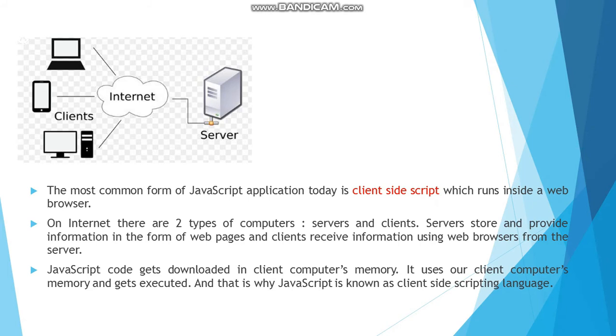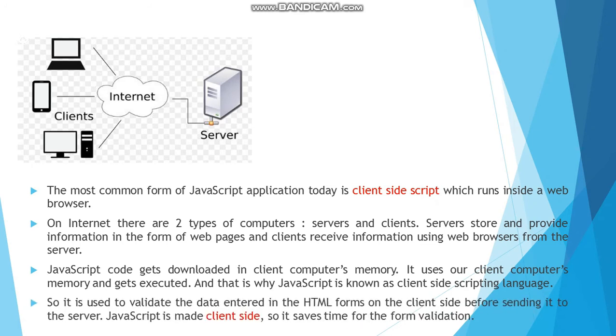JavaScript code gets downloaded in the client computer's memory. Remember, it gets downloaded in our client computer's memory. It uses our client computer's memory and gets executed for form validation. And that is why JavaScript is known as a client-side scripting language. Remember, this is very important. JavaScript is known as a client-side scripting language. So basically, there are two types of scripting languages: client-side scripting languages and server-side scripting languages. So here, JavaScript is client-side.